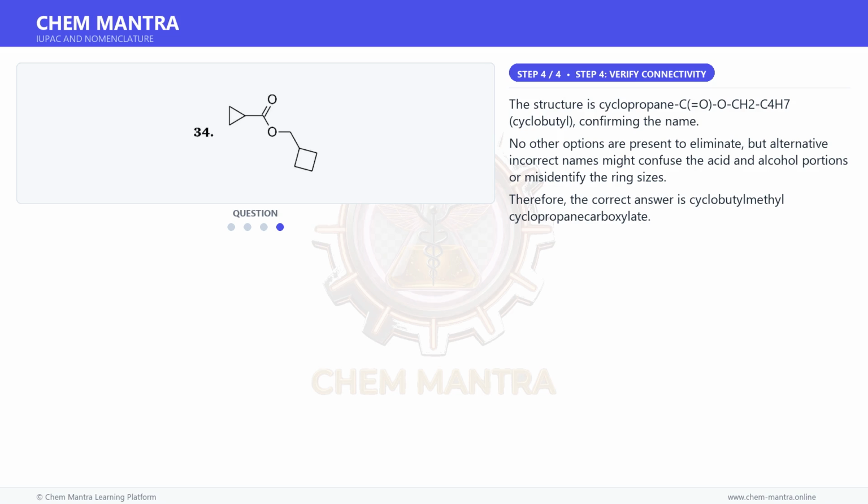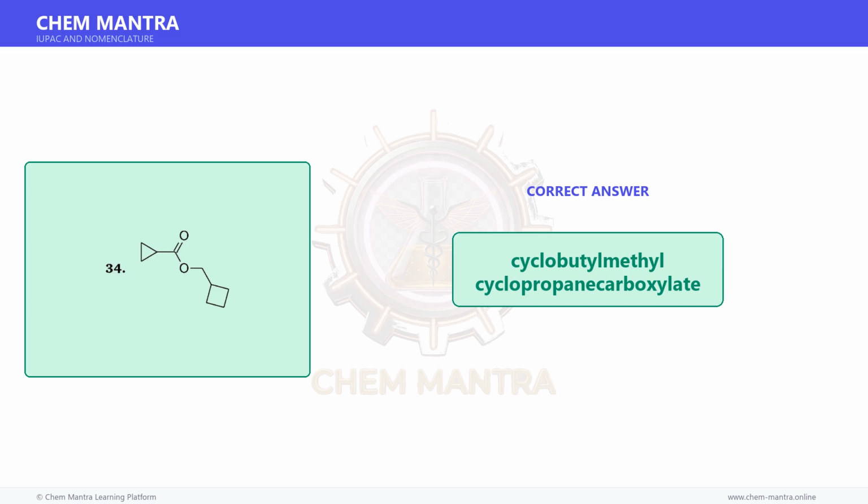And for the final step, the structure is cyclopropane C=O OCH2C4H7 cyclobutyl, confirming the name. No other options are present to eliminate, but alternative incorrect names might confuse the acid and alcohol portions or misidentify the ring sizes. Therefore, the correct answer is cyclobutylmethyl cyclopropanecarboxylate. The correct answer is shown on screen.